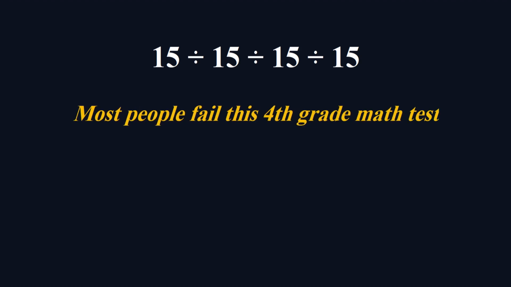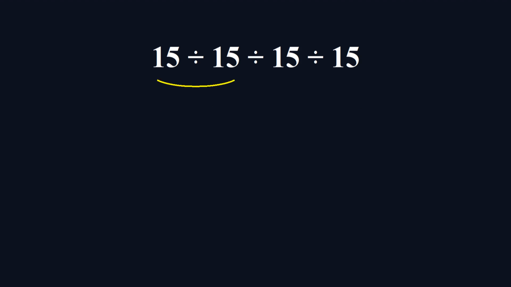In this problem, 15 divided by 15 equals 1, and 15 divided by 15 equals 1. Now we have 1 divided by 1, which equals 1. But this answer is not correct, because according to the order of operations, we must do this division, then this division, and at last this division.